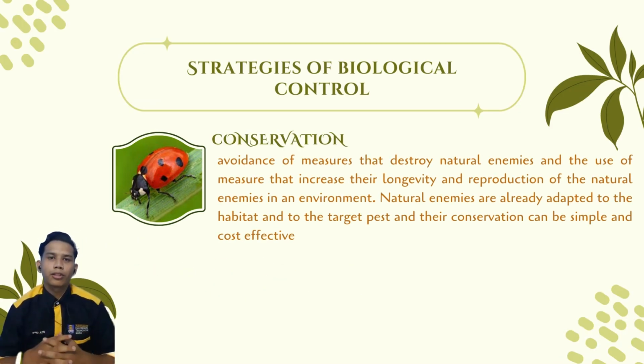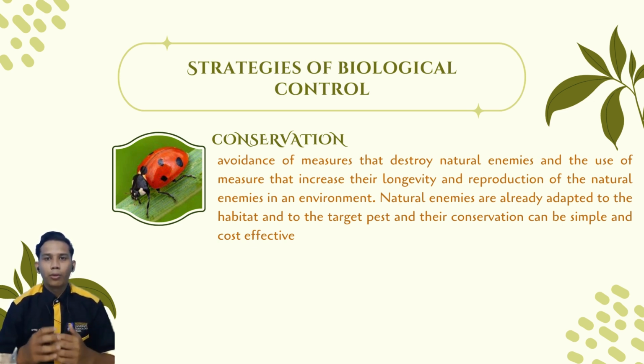Lastly, the other strategy of biological control is conservation. Conservation is the avoidance of measures that destroy natural enemies and the use of measures that increase their longevity and reproduction in an environment. Natural enemies are already adapted to the habitat and to the target pest, and their conservation can be simple and cost effective.